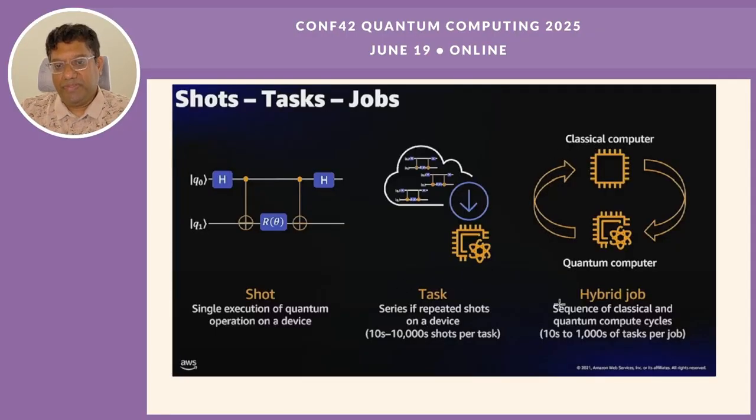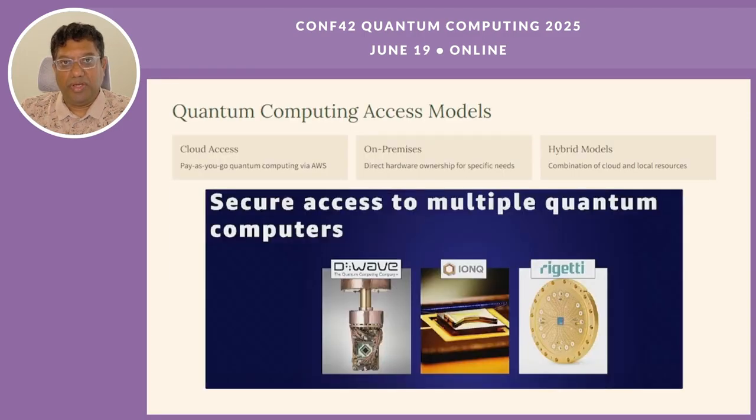The third option would be a hybrid job, what we saw in the previous slides. Basically, a classical computer and a quantum computer work together to make it a hybrid job. This hardware can be used on the cloud on AWS as a pay-as-you-go model, or the hardware can be set up on premises, which would incur a cost. We can also use a combination of both cloud and local resources.